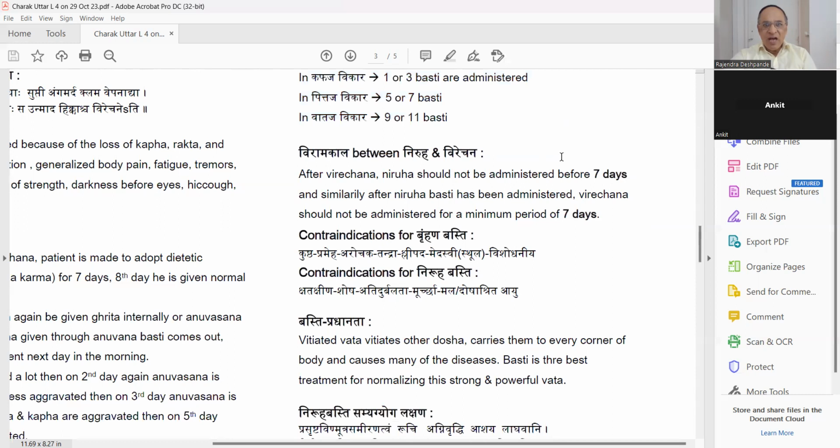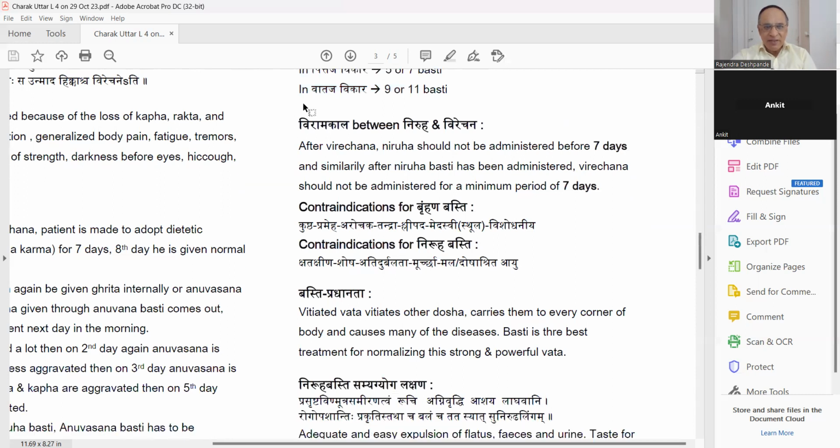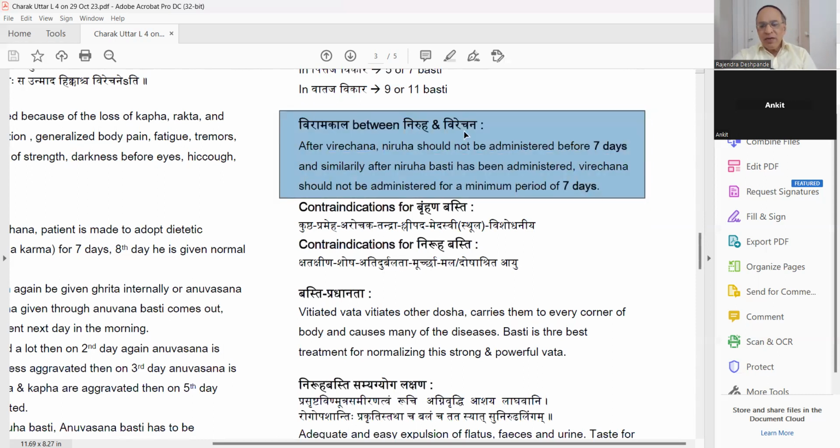Okay. Viramakal, typical Ayurvedic word. Viramakal between Niruha and Virechana. After Virechana, Niruha should not be administered before 7 days. I think you are now understanding what I have said. In Charaka, they were thinking that Vamana, then Virechana, then Basti, then Raktamokshana, sequence, sequence, sequence. Nowadays, there is no sequence. Nobody is doing like this. But okay, we have to learn the Samhita.